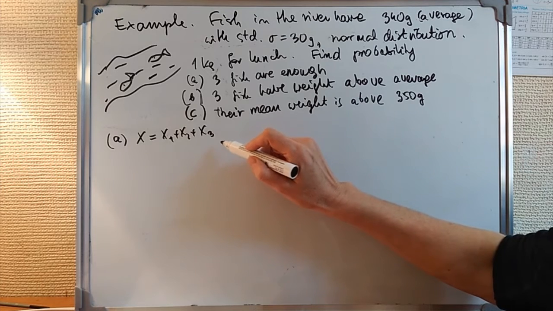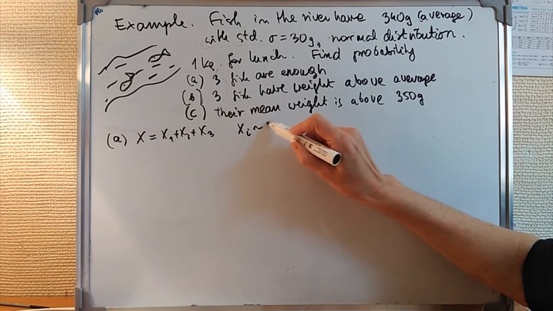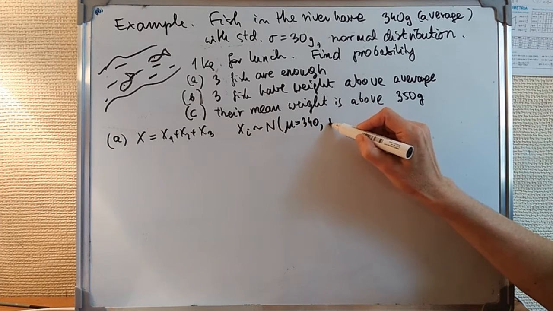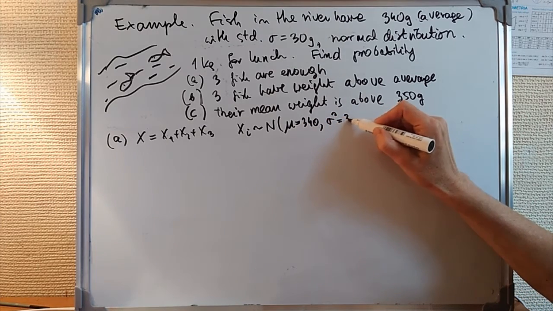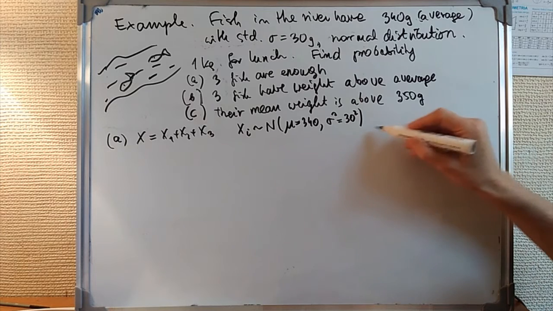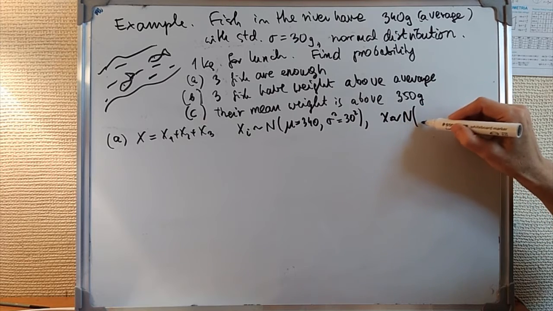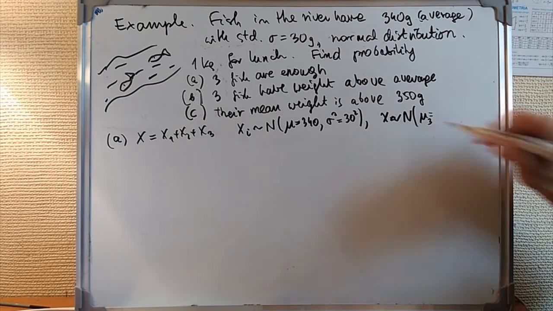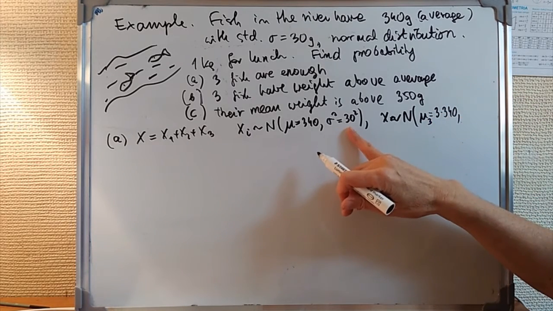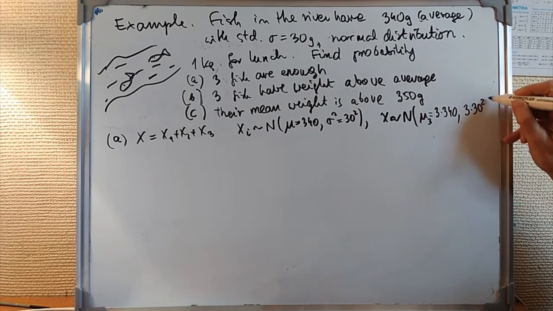And based on the previous theorem, what do we have? If xi have normal distribution with mu equal 314 and sigma squared equal 30 squared, then a sum of these will have normal distribution with mu equal, let's call it mu3, 3 times 314, and variance is sum of variances, so this is 3 times 30 squared.